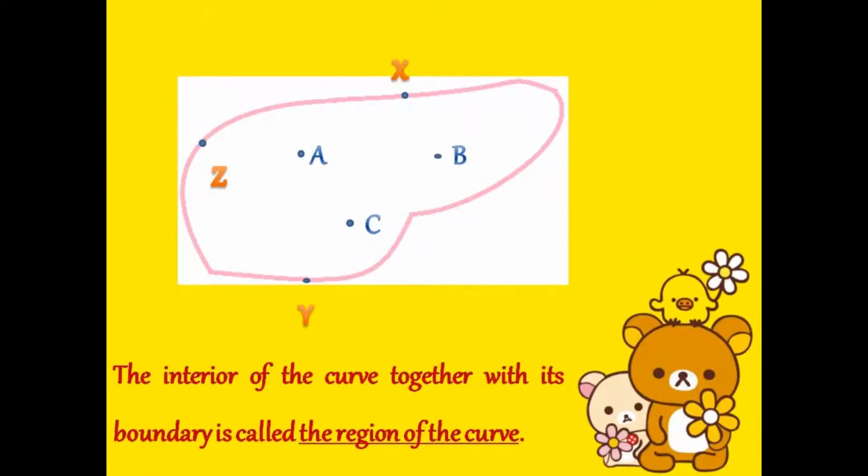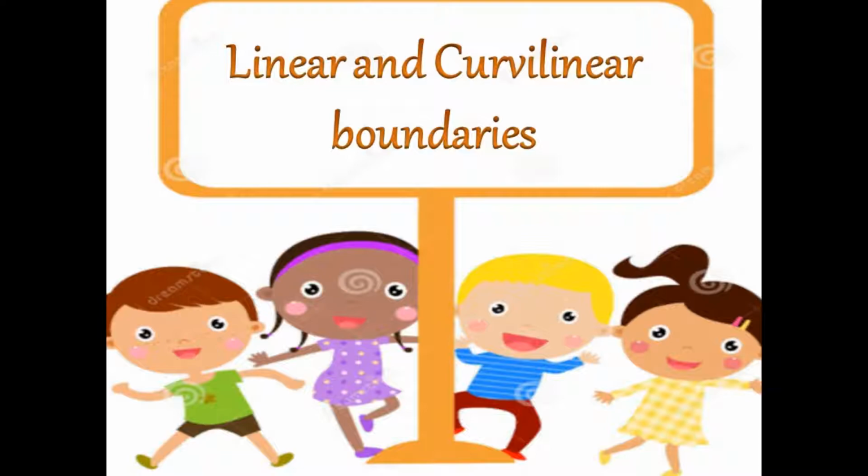There are two types of boundaries: linear boundaries and curvilinear boundaries. Let's learn it. Here you can see some figures. One is a triangle, one is a circle, there is also another figure, and you can see some more figures here. Here also this figure is having four sides, right? How can you differentiate these figures?